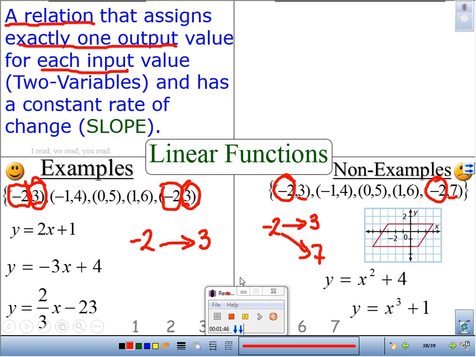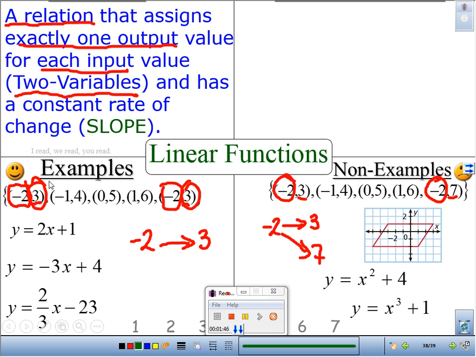Yes. So now, what other information do we have here in the definition? Two variables. So if I was to write this as an equation, here they are. Do we have 2 variables? Yes. Do these represent 2 variables? Yes. X and Y. Okay? And it has a constant rate of change called the slope.